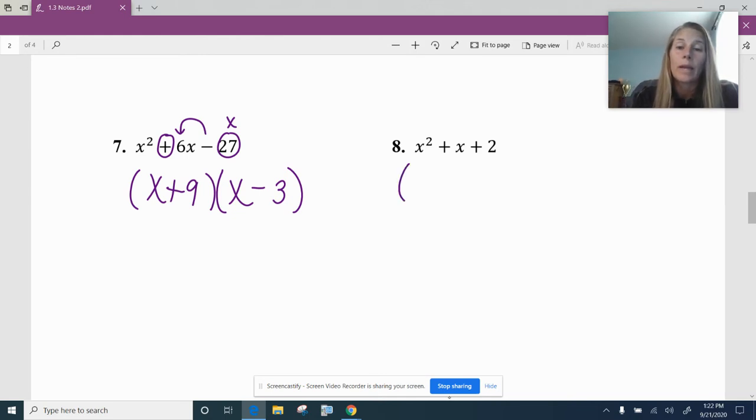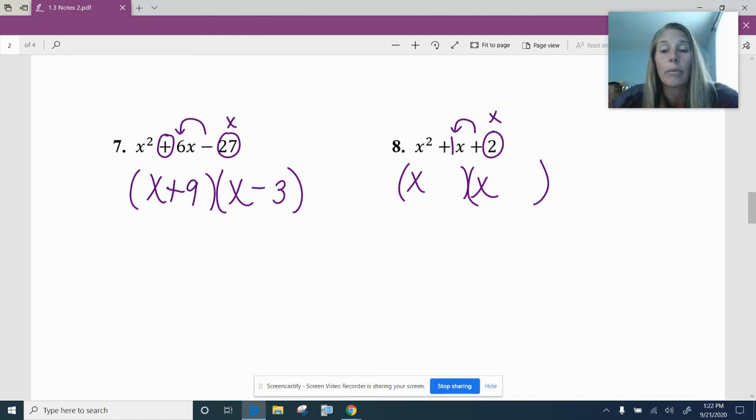Now, when we go to number 8, again, there's no GCF. But here I have the two numbers that multiply to get 2 that add to get 1. Well, this is where I run into a little bit of a problem, because if I do 2 and 1, which is the only combination that multiplies to get 2, there's no way those are going to give me a 1, because 2 and 1 don't add up to 1, they add up to 3. So I have a little problem.